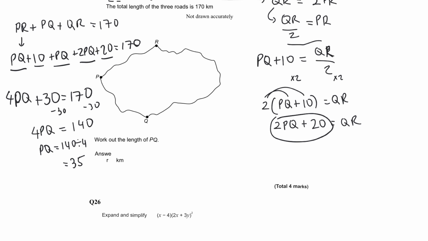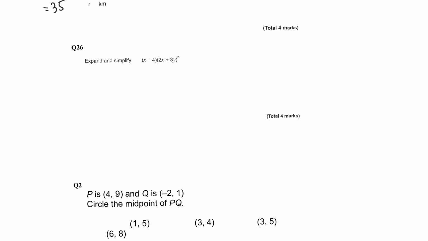So then write that here. Okay, and then question 26 says expand and simplify. So the first thing when it comes to these, and you've got a squared around your brackets, you want to expand the squared brackets first, which would be 2x plus 3y bracket 2x plus 3y.